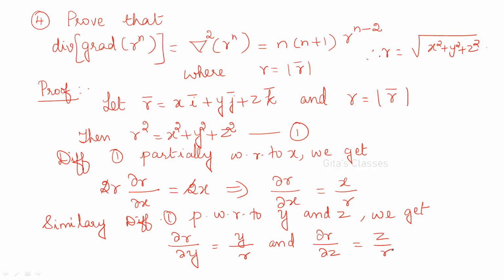And in these kinds of r to the power n problems, up to here it is a must. You have to repeat these steps. You have to write r bar, then r vector, modulus of r vector is r. So r squared is equal to x squared plus y squared plus z squared. And dou r by dou x is x by r, dou r by dou y is y by r, and dou r by dou z is z by r.